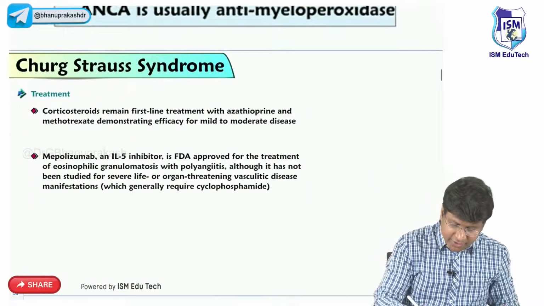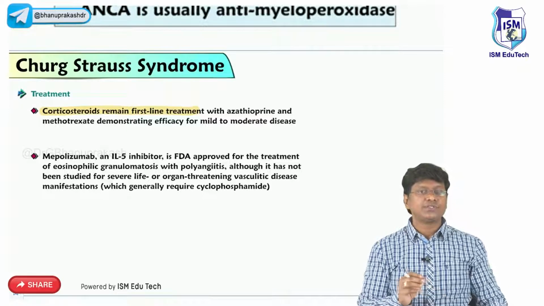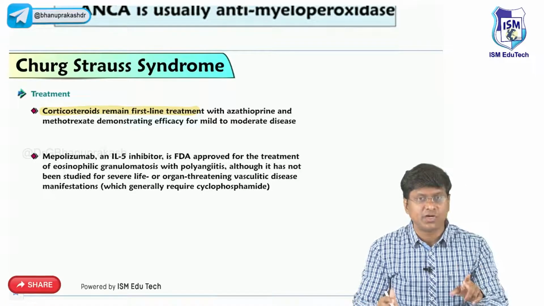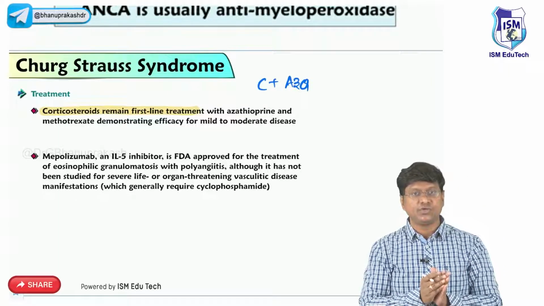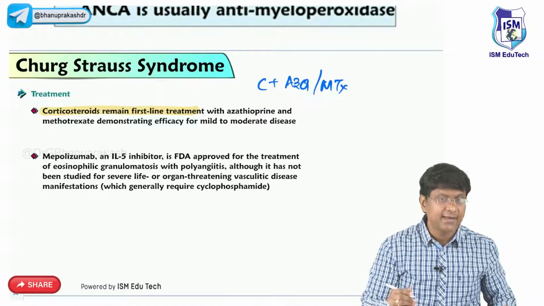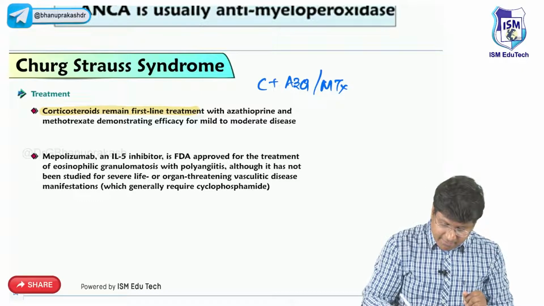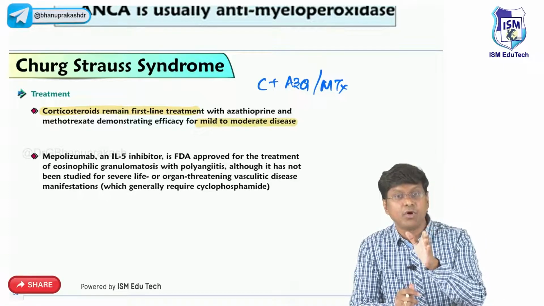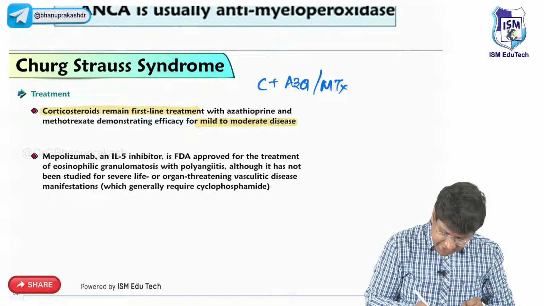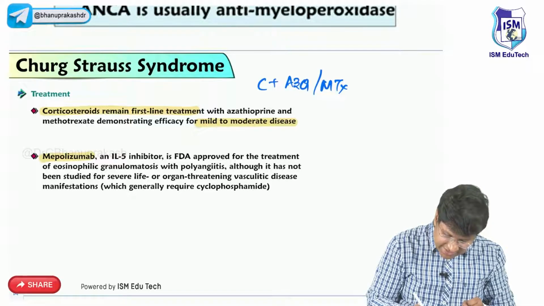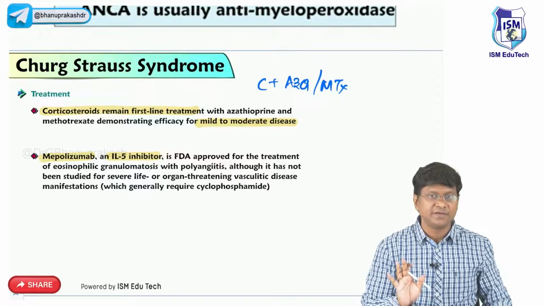Now, what do you think is the drug of choice? The first line drug in Churg-Strauss will be corticosteroids. But these corticosteroids alone are not given. They should be given along with azathioprine or methotrexate. This has been shown to have very good efficacy in mild to moderate disease, whereas in moderate to severe disease, you have mepolizumab, which is an interleukin 5 inhibitor. So this will be the treatment for Churg-Strauss syndrome.